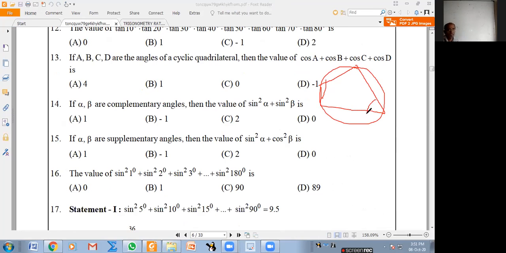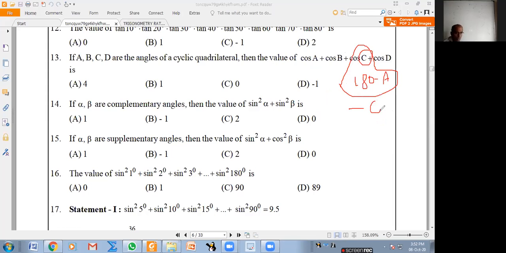You know, sum of the opposite angles is 180. If this is A, this is C, A plus C is 180. If this is B and this is D, B plus D is 180. Okay, now how to do this? In the place of C, I'm going to write 180 minus C... because A plus C is 180. And what is cos 180 minus A? Minus cos A. And this plus cos A minus cos A. Similarly, in the place of D, I can write 180 minus B. Cos 180 minus B is minus cos B, cancel with this. Finally, you get 0. Is it all right, 13?